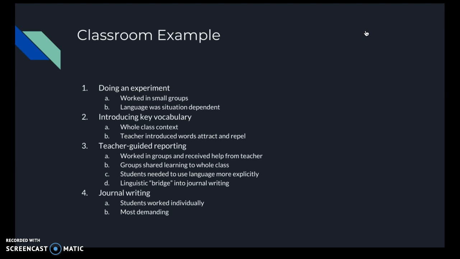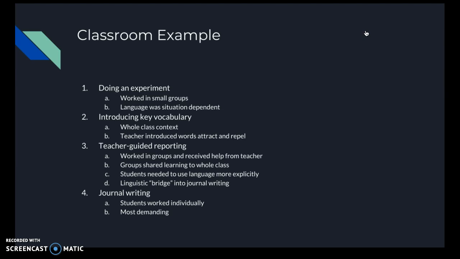The teacher then presented key vocabulary to the entire class. By allowing the students to first observe attraction and repulsion, she could then present the vocabulary terms attract and repel so that they could make connections to what they had just experienced and fully understand the meaning.